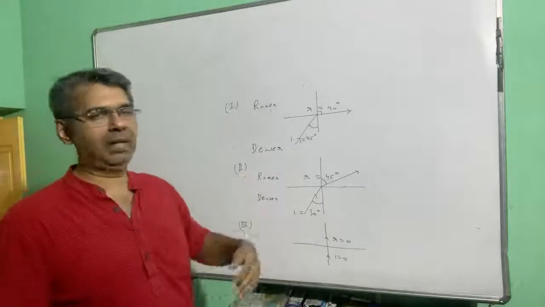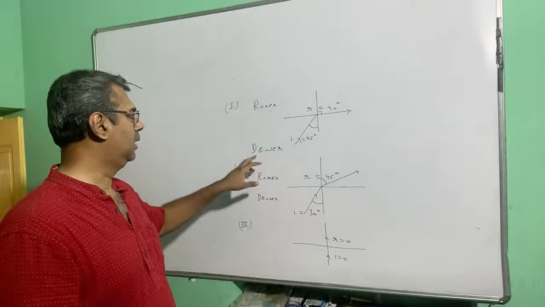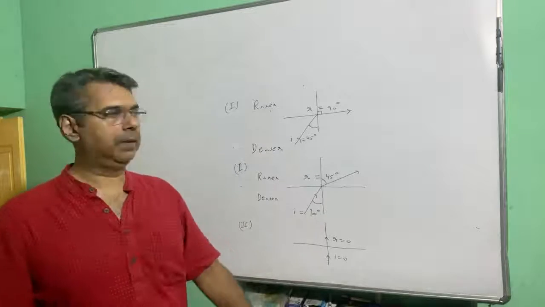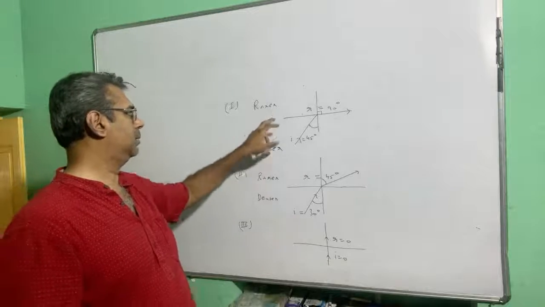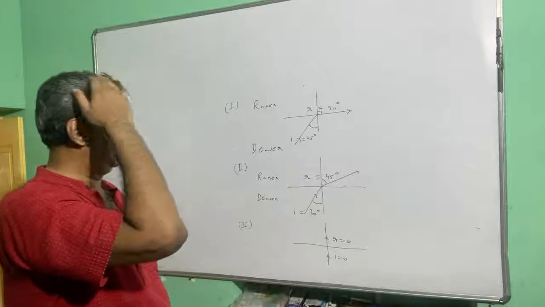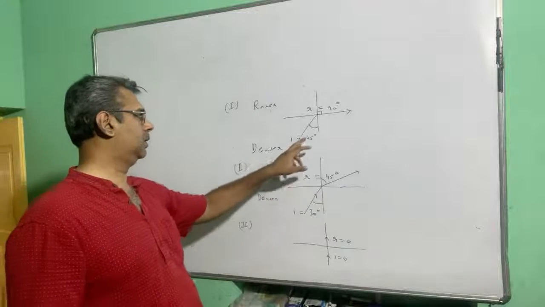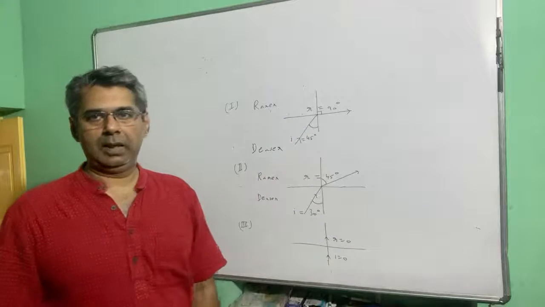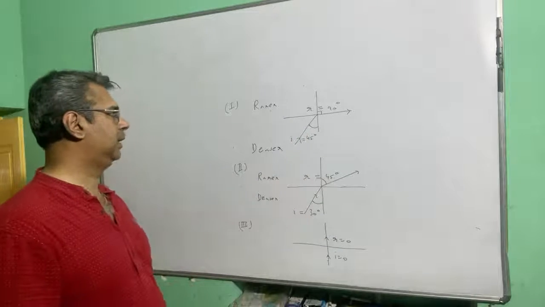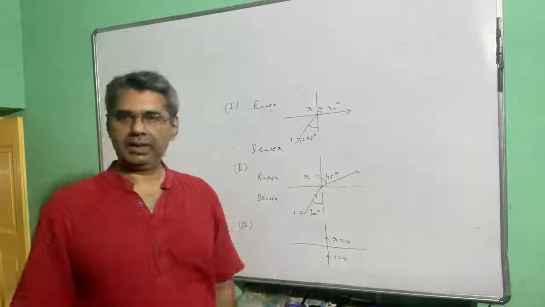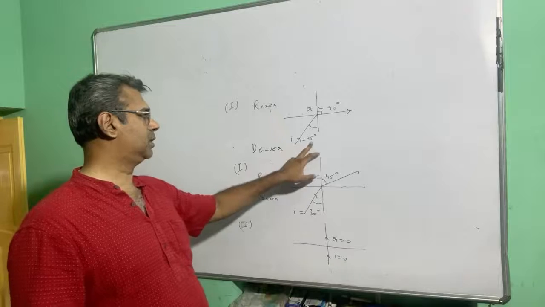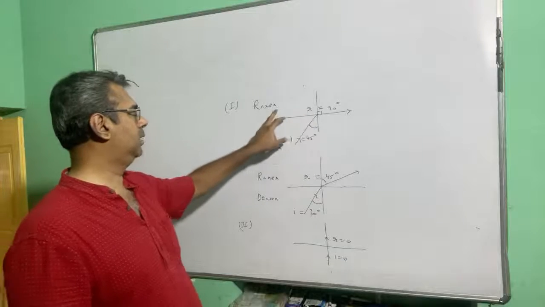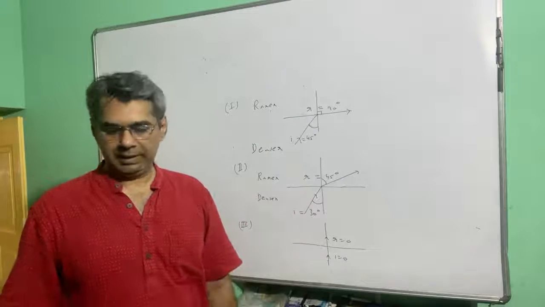So suppose you have a situation of refraction. This is the denser medium, this is the rarer medium, and this is the angle of incidence. The angle of incidence is 45 degrees, and this is the angle of refraction, 90 degrees. So this is a denser medium, so the angle of incidence is 45 degrees. This is a rarer medium, the angle of refraction is 90 degrees.